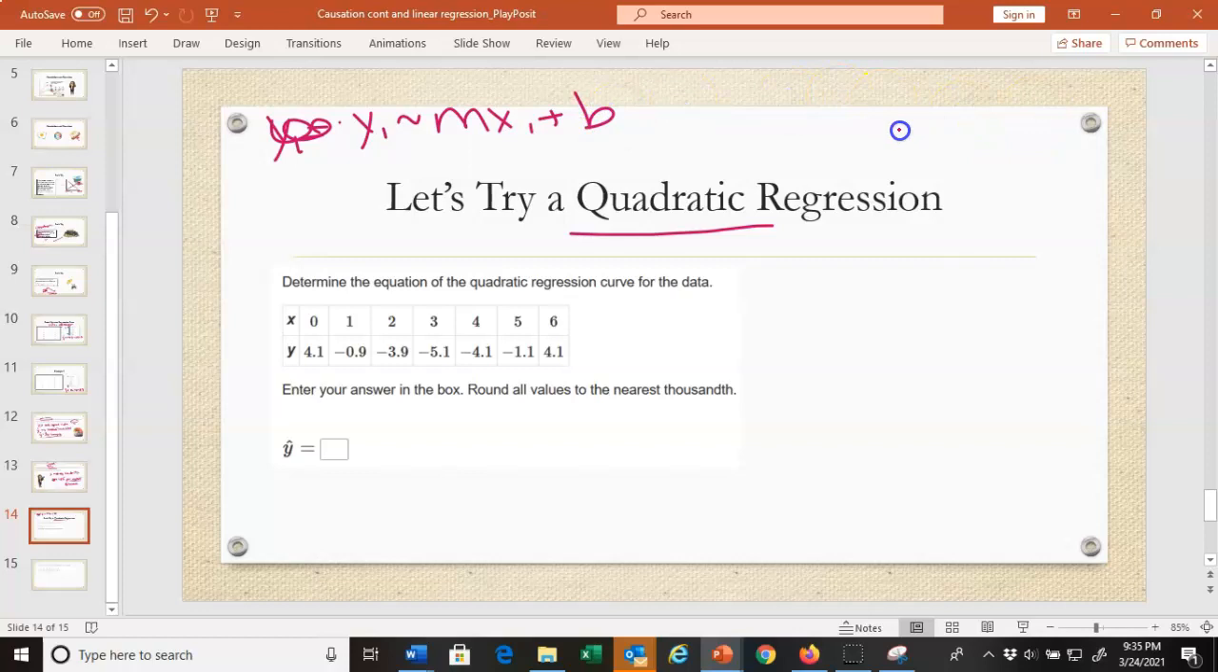Right? Well, for quadratic, we're going to use a quadratic equation, and we're going to use it in standard form. So it's ax squared plus bx plus c. That's the standard form of a quadratic equation. And it's going to give us all the same information, the same way. So let's try it.